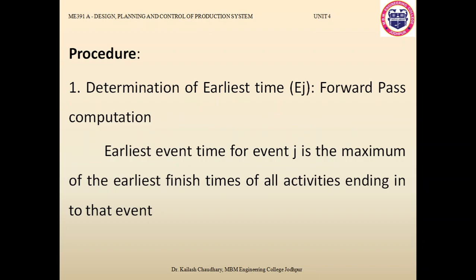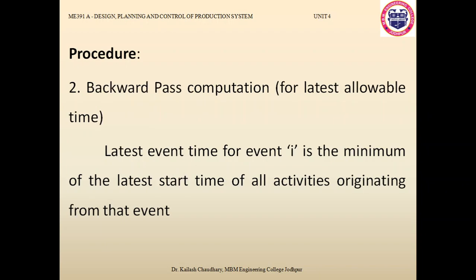So it has certain procedures. The procedure for getting the critical path has as its first step the determination of earliest time. So you go forward from the starting event and you calculate the earliest time of each and every event. Next comes the backward pass computation, through which you calculate the latest allowable time. If you move forward from the beginning, you will calculate the earliest start time, and if you move backward from the end, then accordingly you will get the latest allowable time. That I will show you for your particular example in this lecture.